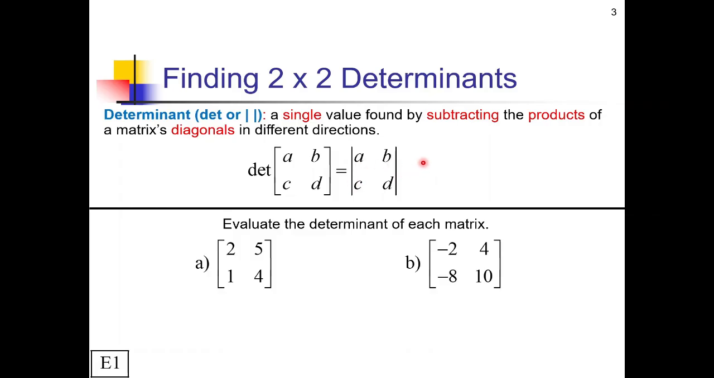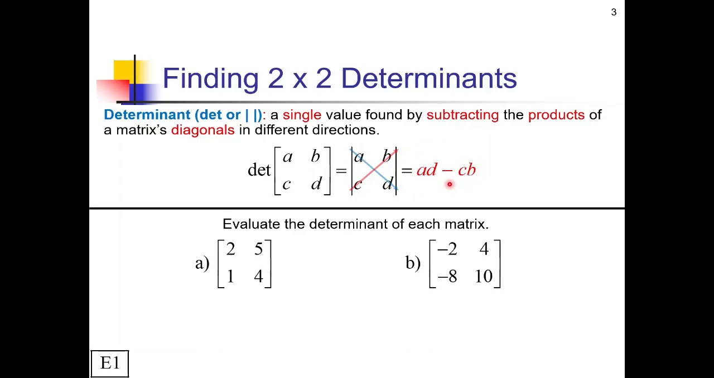What we're going to do here is start at the upper left and go down and to the right. So this diagonal. We said products of the diagonals, so we're doing A times D. And we're going to do the product of the diagonal going the other way, from the lower left to the upper right. So we subtract C times B. So it's AD minus CB. And we always go in that order. We always do the top down diagonal first, and then the bottom up diagonal always comes after the subtraction.